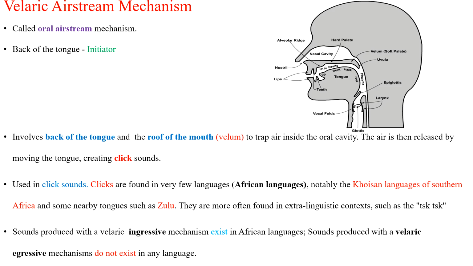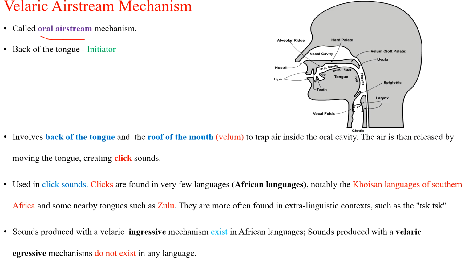The third airstream mechanism is the velaric airstream mechanism. It is also called the oral airstream mechanism because the air in the mouth, in the oral cavity, is set in motion during this airstream mechanism. That's why it's called the oral airstream mechanism.